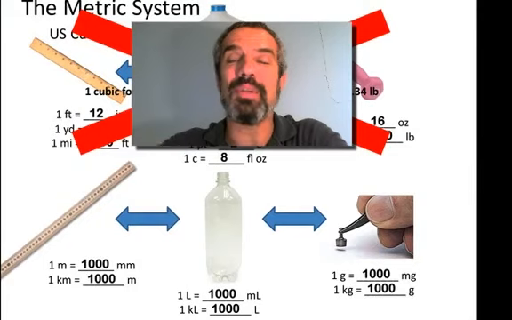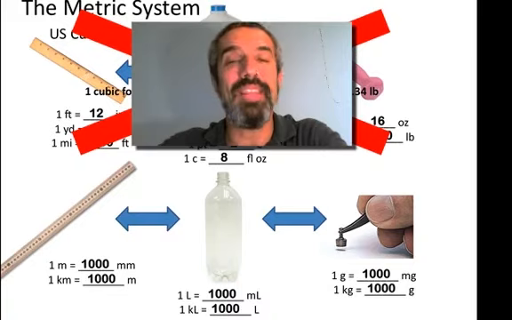And more importantly, or equally importantly, there's a connection between these. A meter is related to a liter, and a liter is related to a gram.